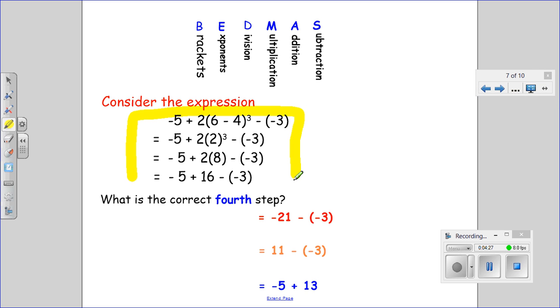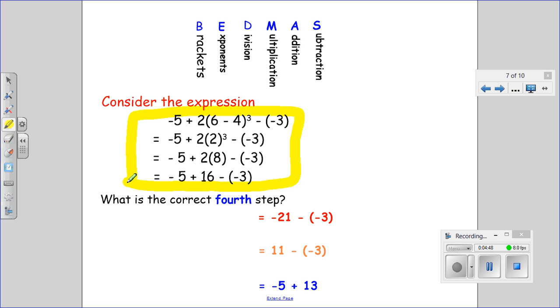So now, evaluating the expression, we can see a nice solution being created as we go through. We need to know the fourth step. Addition and subtraction, we do them generally in the order we see them. However, they don't have to be done in that order. So let's take a look.